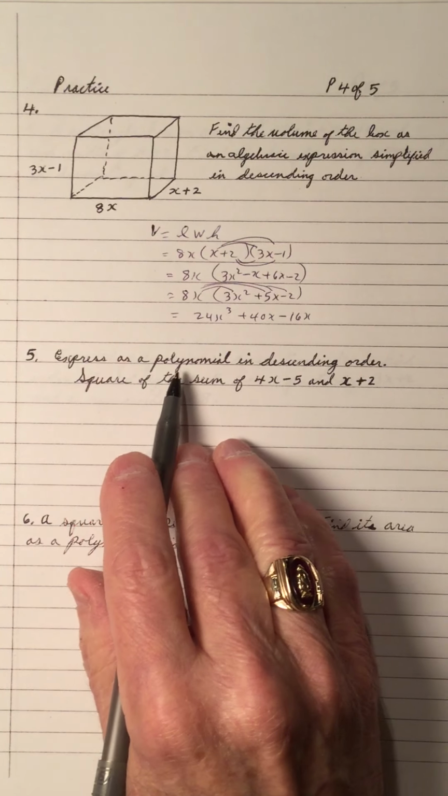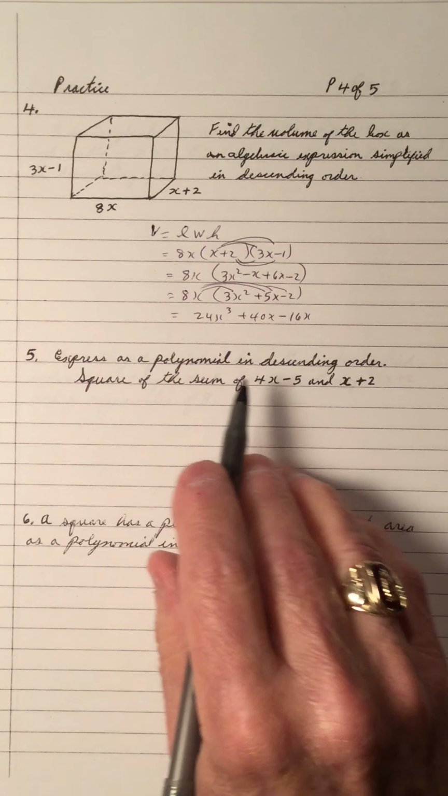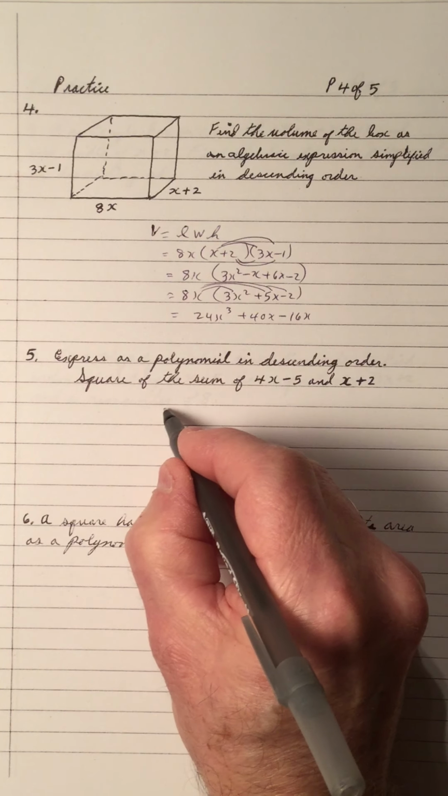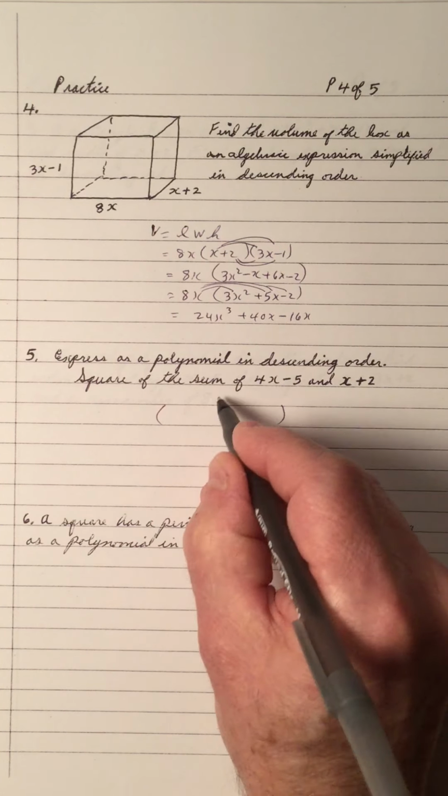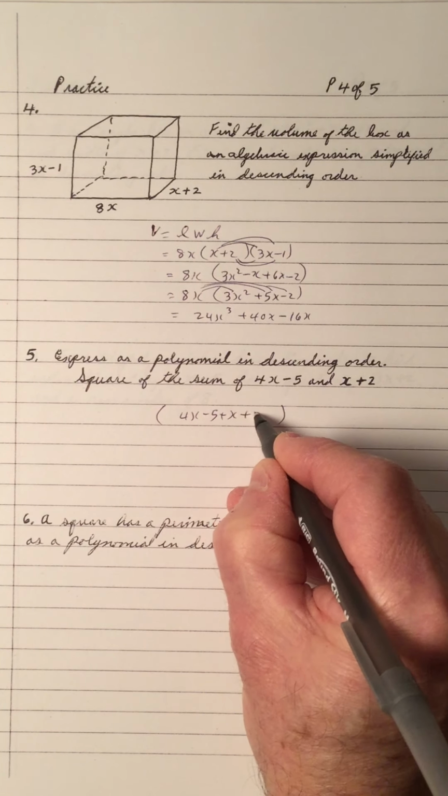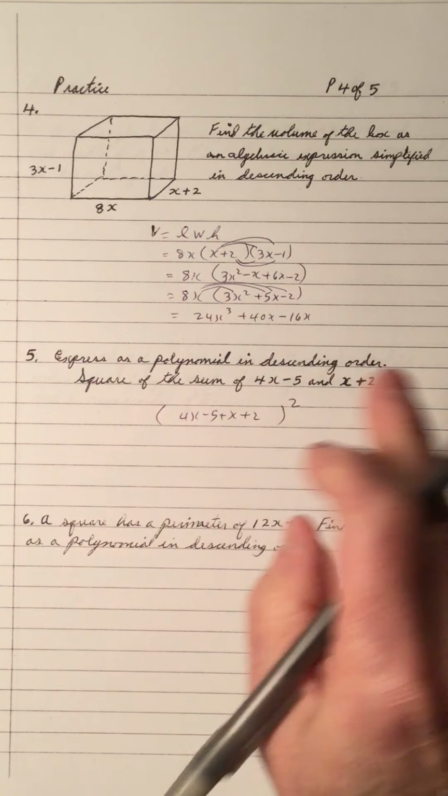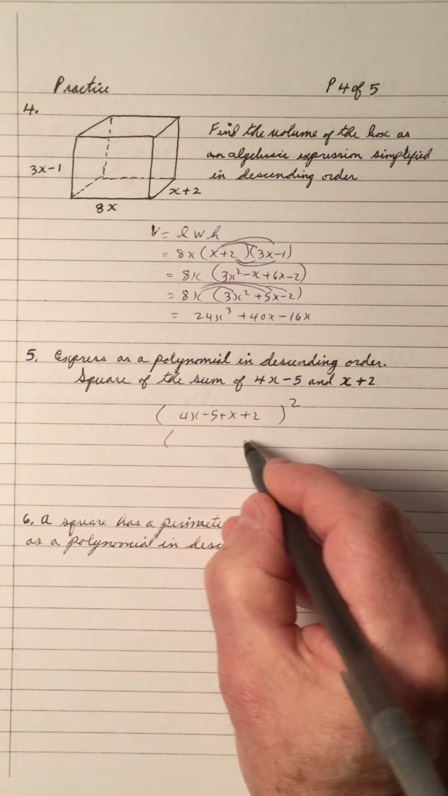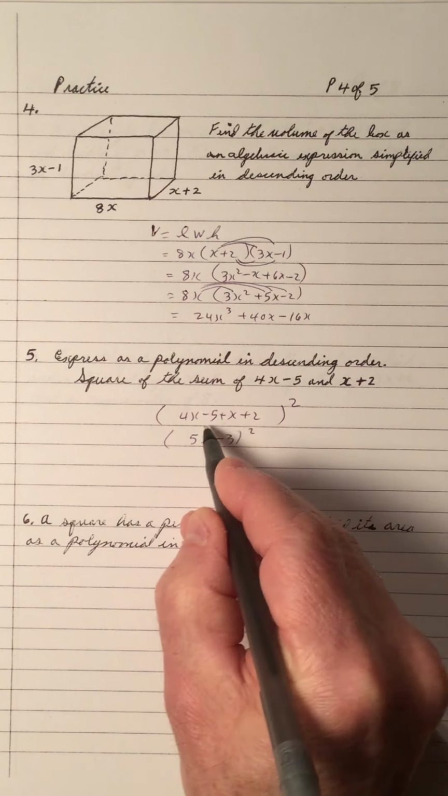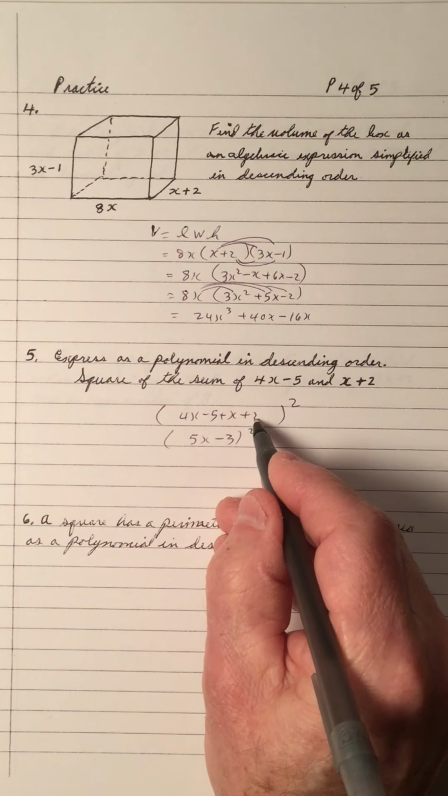Number 5, expressed as a polynomial in descending order. The square of the sum of these two. The square of the sum. Sum means add. So that means I'm going to find the sum of these, add those together, and then do the square of that sum. Find the sum. The sum is 5x minus 3. Notice it's easy to add these. 4x and x is 5x, minus 5 and 2 is minus 3.